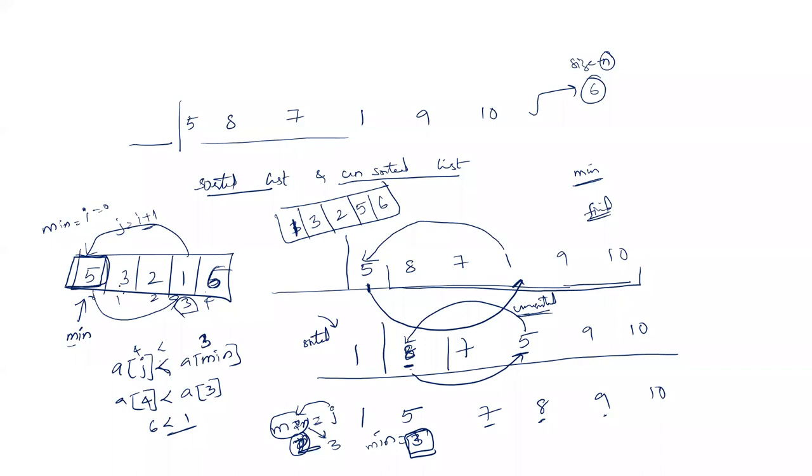First, I found the minimum element is 1, so I would replace 1 here and 5 here. Next, I found 2 is the minimum element, 3 here, 2 here. I found this element is the minimum element. I have to replace like that every time. So instead of doing that every time, I'm checking which is the minimum element from the remaining elements and replacing that element with the next element.